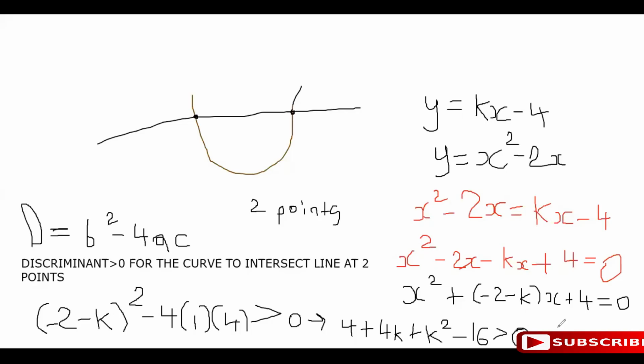So I'm going to go around here now. 4 plus 4k plus k squared minus 16 is greater than 0. This can be simplified to be k squared plus 4k minus 12. So it's working out to be k squared plus 4k minus 12 is greater than 0. So we can factorize it.